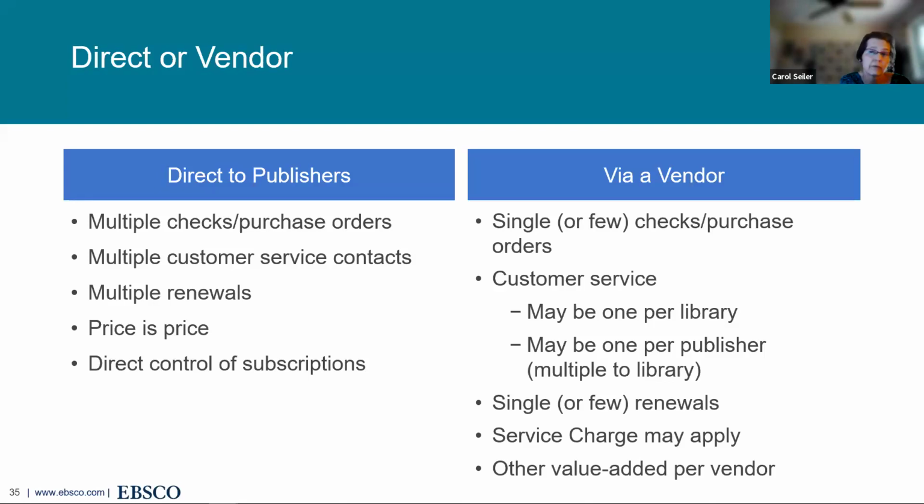You'll have single or fewer renewals. Well, you can't have fewer than single, but you know what I mean. A service charge may apply, though. We've talked about service charge. And there may be other value added per vendor. Vendors have other things they offer as incentives and to work with you to help you with your subscriptions. And each vendor has some unique things. A lot of them have the same things, but each vendor may have unique things as well. So be aware of that and look at the vendor and what you need in your library.